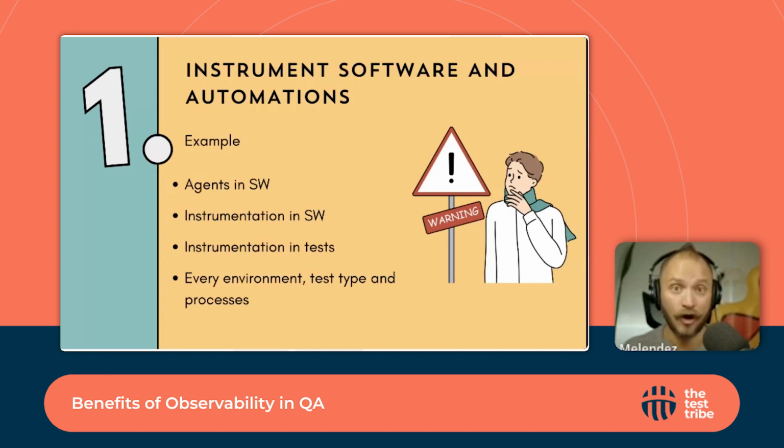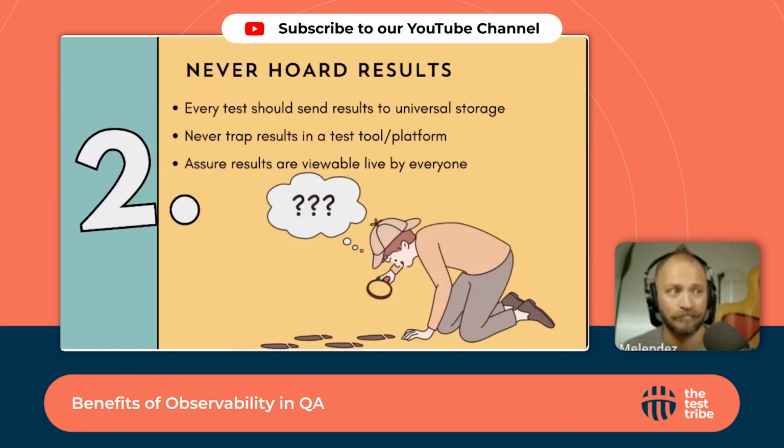In the software, we can also instrument the test. As I mentioned earlier, you can add client libraries to many of your automations and have this on every environment, every test type, every process. It's super important. If you have this capability, all your test automations will report the status of the system, and the system itself can also report the status.